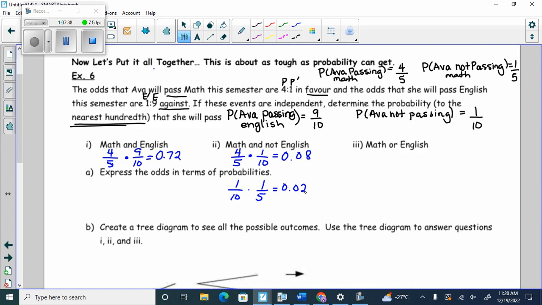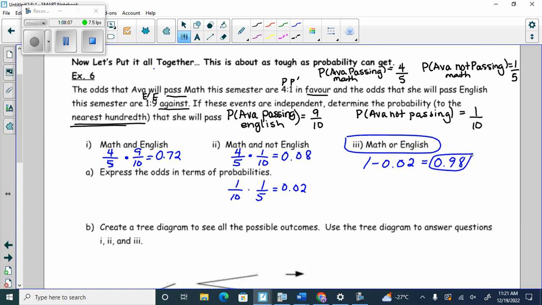So, catch this. Math or English. She can pass math or English, or she could pass both, technically, correct? So what's the only thing she can't do when it says math or English? She just can't fail. She can't fail both of them, right? What does the probability add up to? 1. So if I just take 1 and I subtract off her failing both, I'm actually left with 0.98, which is or.